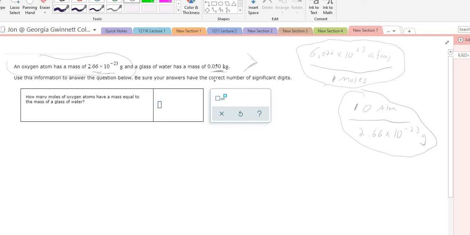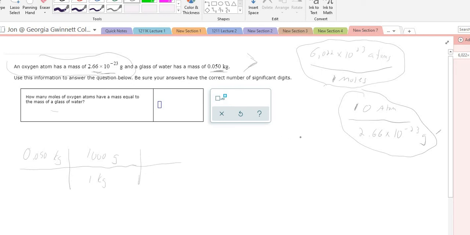I have 0.050 kilograms, which is the mass of a glass of water, so why don't we start there? It's not a conversion factor. You know I don't like to start with a conversion factor. So I have 0.050 kilograms. All right, but notice how I don't have anything in kilograms. I do have something with grams. And so I know that in 1 kilogram, there are 1,000 grams.